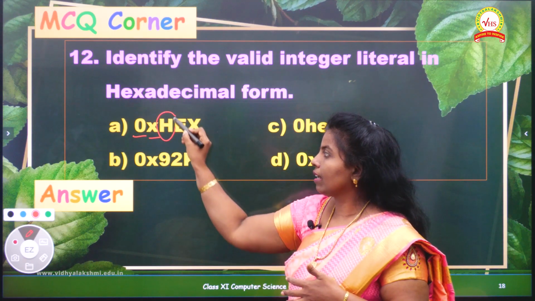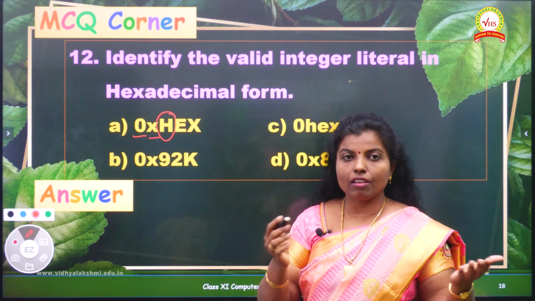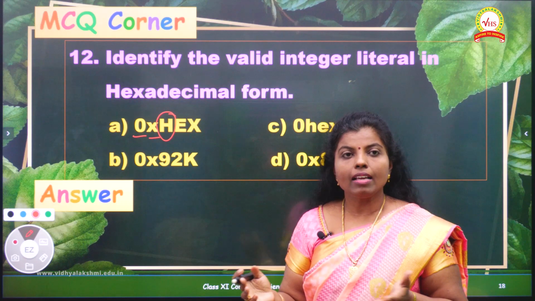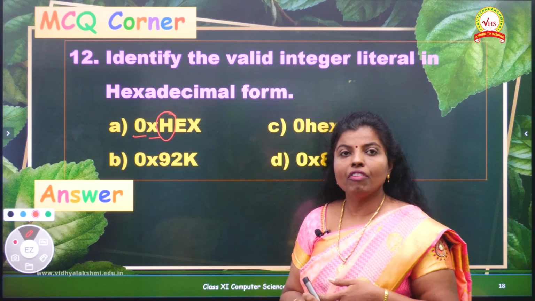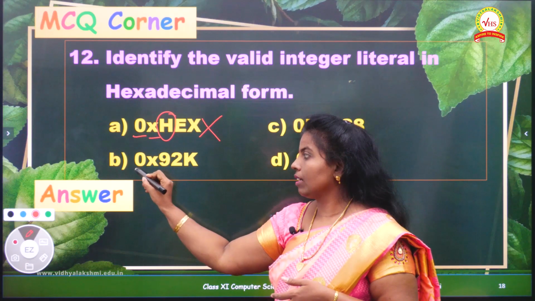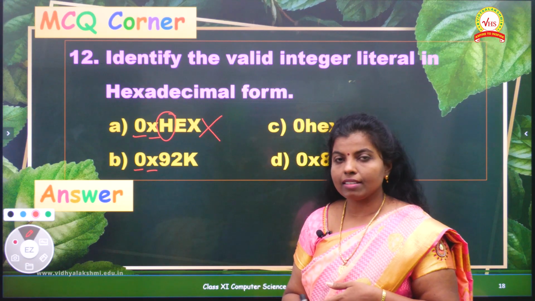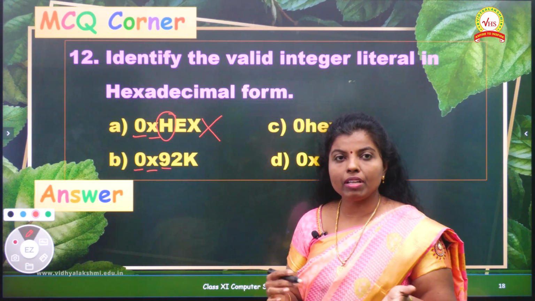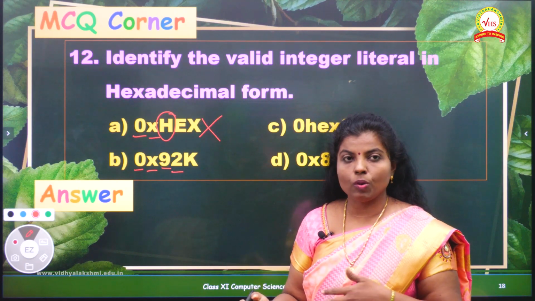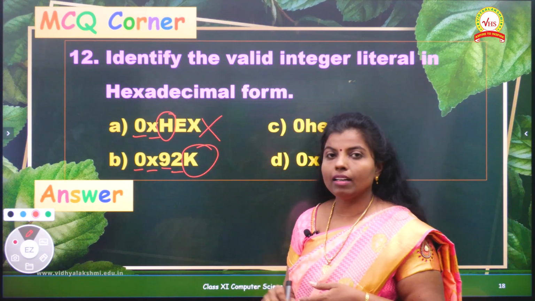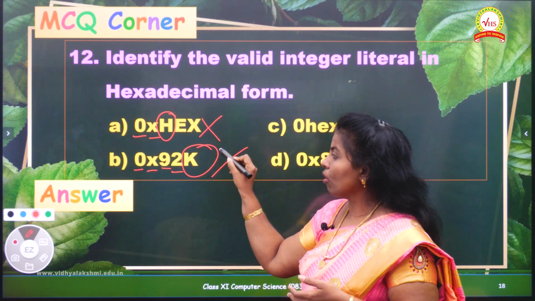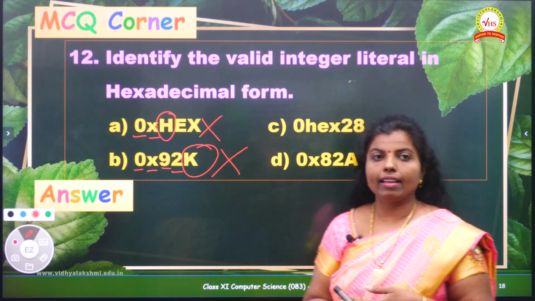If you see the first letter H, it is not coming under the category of A to F. This character H is not between A to F, so this is not going to be a valid integer literal in hexadecimal form. The second option starts with the number 0 followed by a letter X and followed by the number 9. It is between the range of 0 and 9. And number 2 is also between the range of 0 and 9. If you see the character K, it is not between A and F. So this is also not going to be a valid integer literal in hexadecimal form.